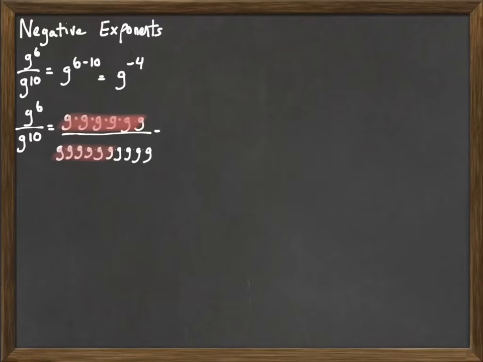Now on the top I still have to write something because it's a fraction. So I need something in my numerator. So I write down a 1. And then in the bottom we have g multiplied out 4 times, which is just another name for g to the 4th. And so it turns out here that g to the negative 4th is the same as 1 over g to the 4th. And so in other words, raising something to a negative exponent means dividing by it that many times. So g to the negative 4th means we have to divide by g 4 times, which makes it 1 over g to the 4th.